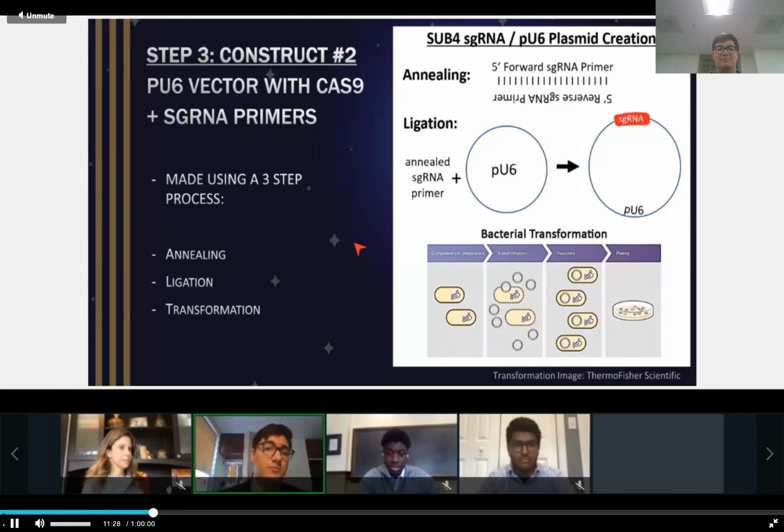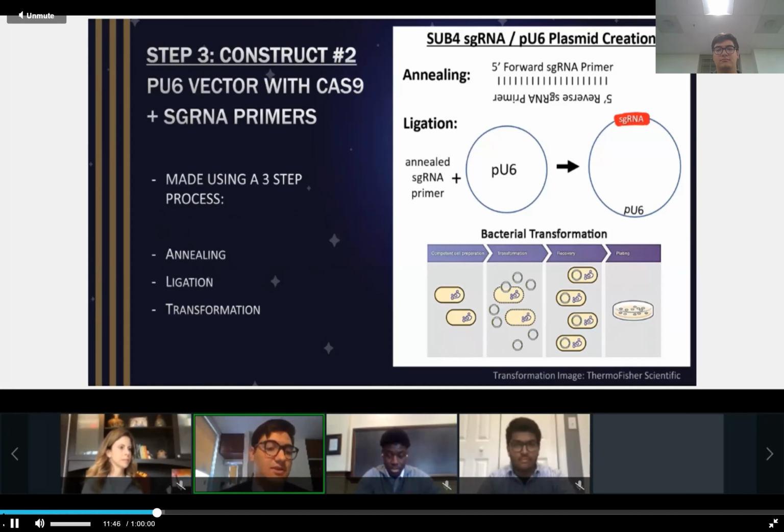The next step was creating a pU6 vector. So the pU6 vector, what that is, it contains the Cas9 that makes cuts into the genome. And so we had to make a construct. We had to add the guide RNA primers, that way they could direct the Cas9 to make cuts at the specific point in the gene. And so this takes 3 steps.